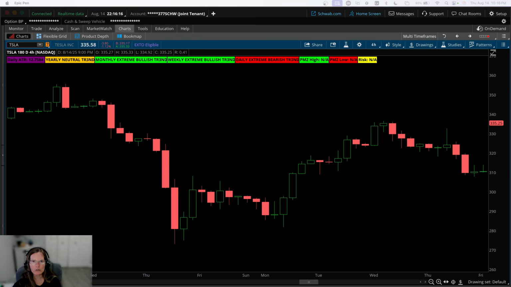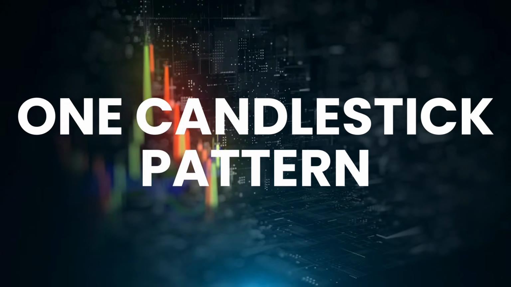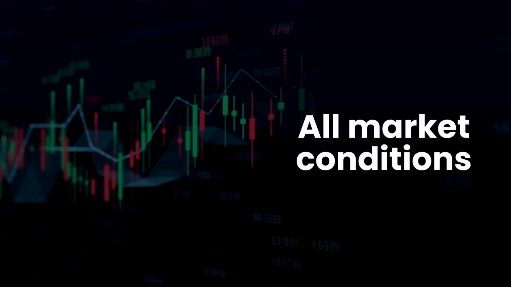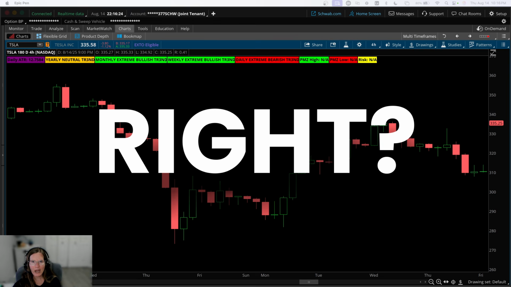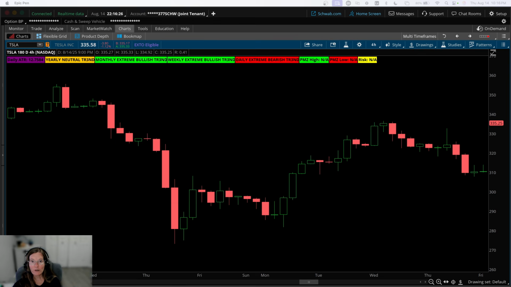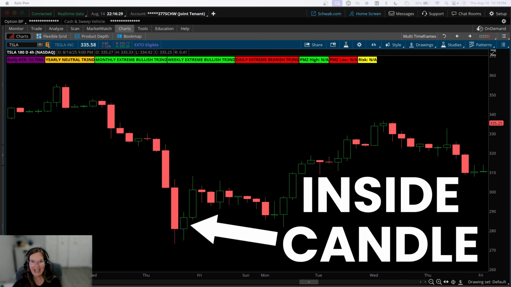What if I told you there was one candlestick pattern that works in all market conditions and on any time frame? You would listen, right? Well, that for me is the inside candle.